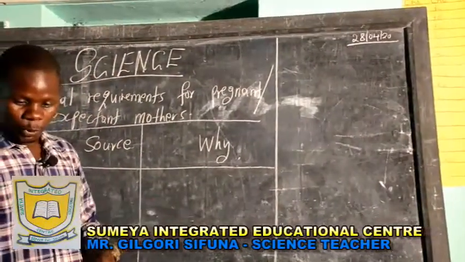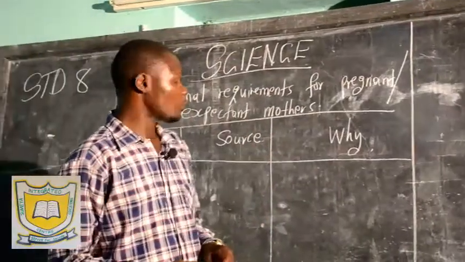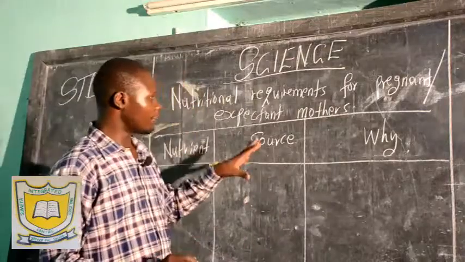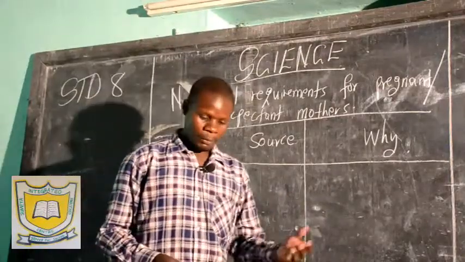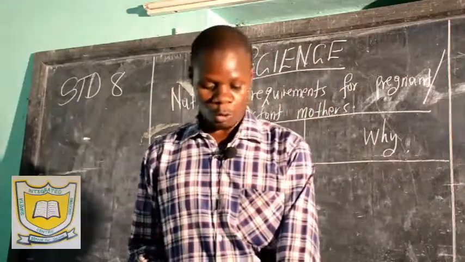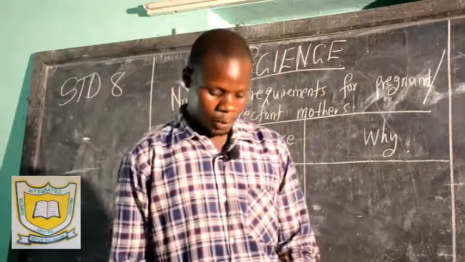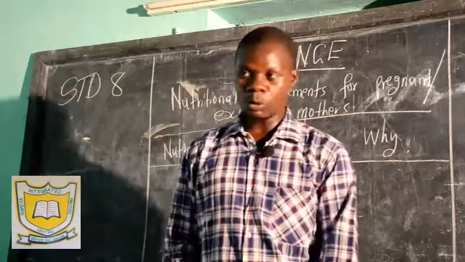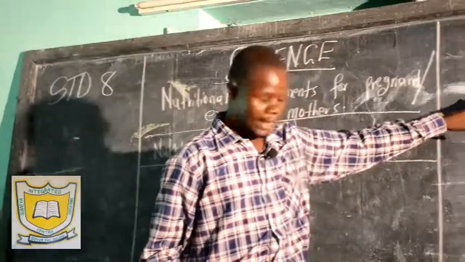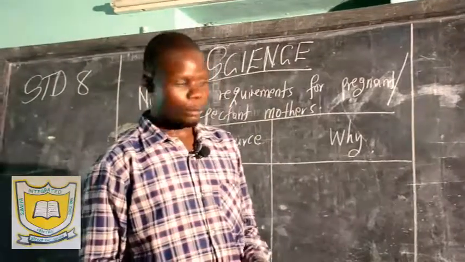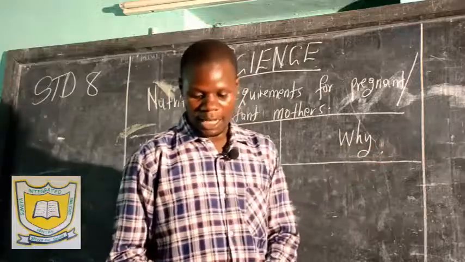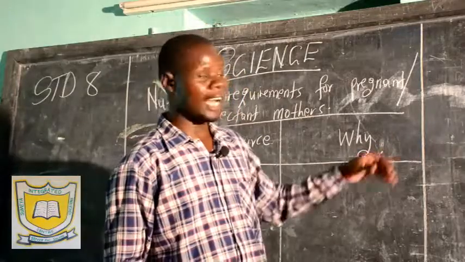Last time I introduced the topic of nutritional requirements for special groups, of which we narrated some. These are people who need some extra nutritional value for their growth and health survival. The groups we talked about were the pregnant or expectant mothers, lactating or breastfeeding mothers, infants and babies, and people living with HIV and AIDS.